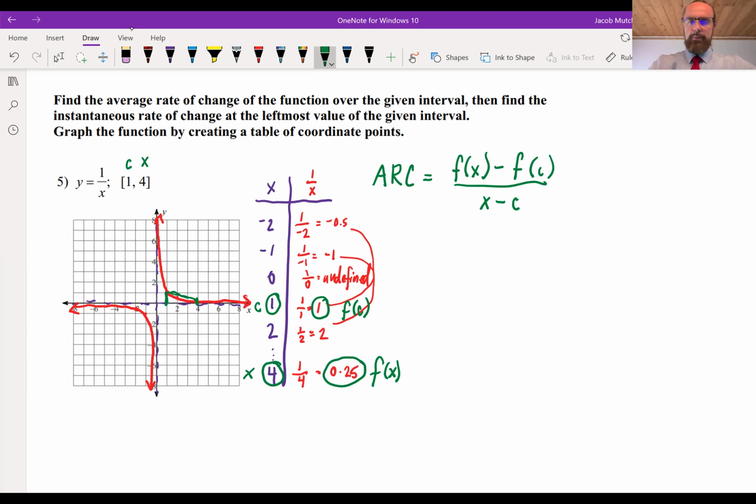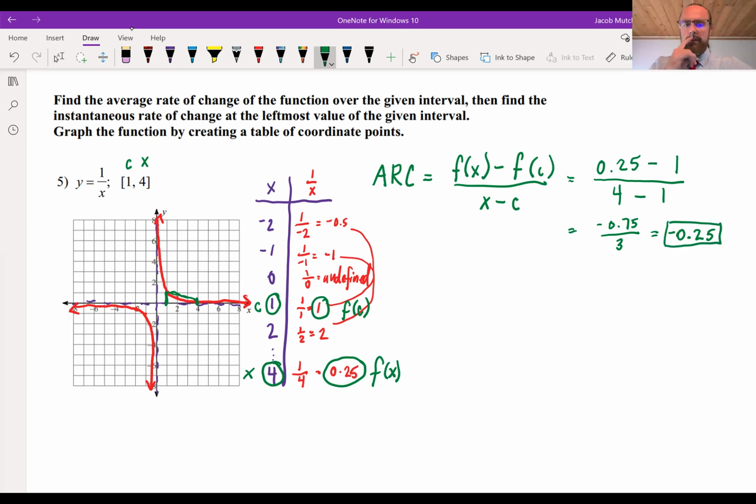So I'm ready to plug in those 4 circled values. So this becomes, in the numerator, 0.25 minus 1 over 4 minus 1, where 4 is my x and 1 is my c. And let's simplify that fraction. So that becomes negative 0.75 over 3. And if I have negative 0.75 and I want to divide it into 3 equal parts, that's going to give me negative 0.25.